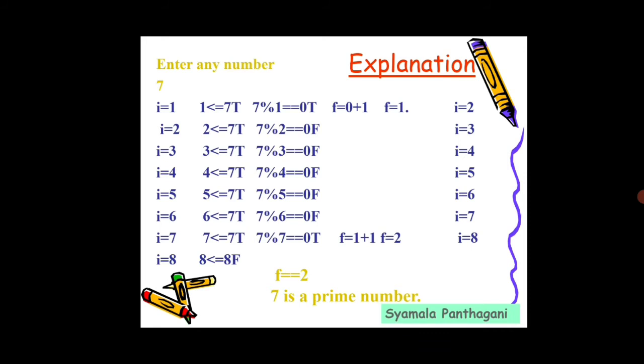Here 2 colors are there. The yellow one you have to write as the output, and the blue one you just write in the margin. This is the explanation only.